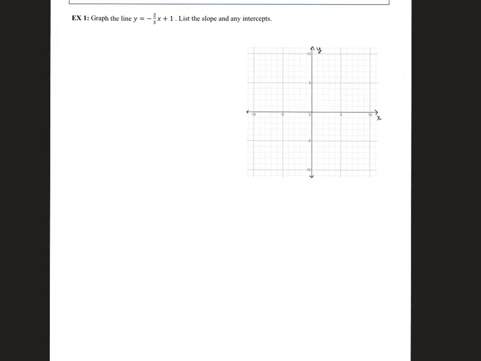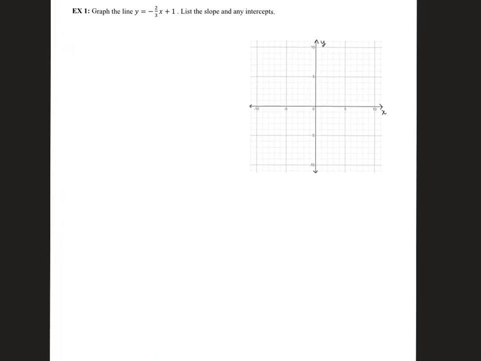Now let's go ahead and work this out one more time. So pause the video and try to graph the line by yourself. Please make sure there are 3 points, and then check back in with me when you're done.